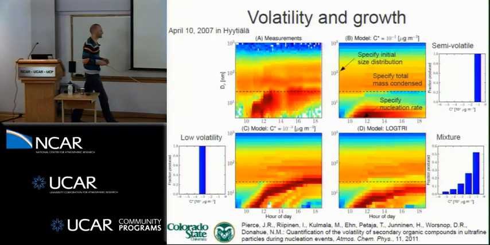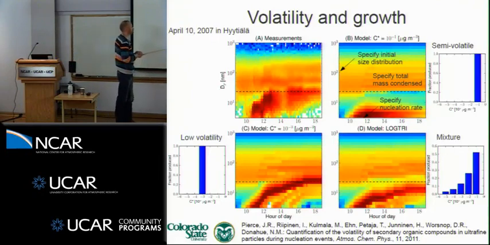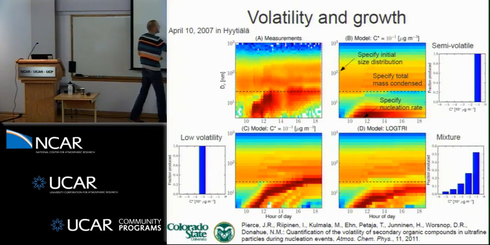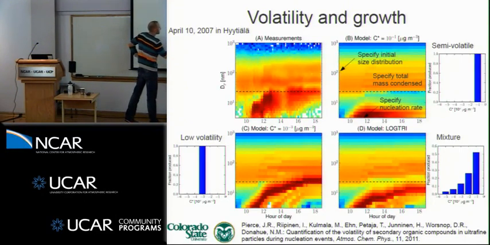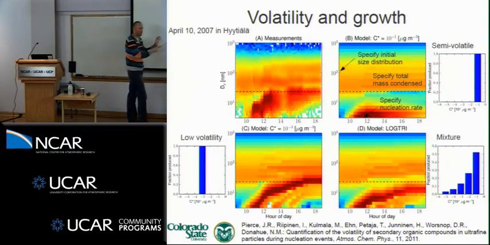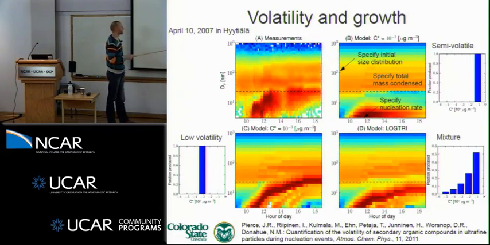So we explored this using a bunch of field data. We took different days, and this is the size of particles as a function of time, hour of the day. And here we have a nucleation event. This is the concentration of particles as shown by the color. So we have particle formation happening in the late morning, and then condensation onto these particles grows them up to about 20 or 30 nanometers. So this is measured data in the field. This is from Hyytiälä in Finland.